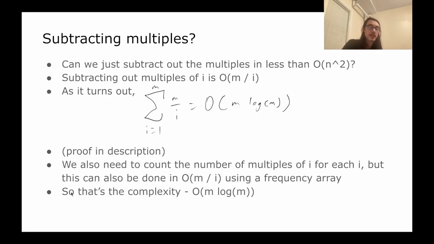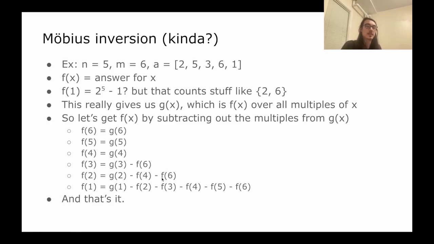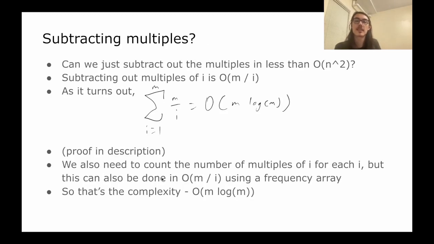There's one final caveat. Can we actually subtract out the multiples? And the answer is yes. It is not O of n squared, even though you have n numbers and you might be doing n operations. Because subtracting out all the multiples of i is O of m over i. And as it turns out, that sum is called the harmonic series, and in total it's m log m. And the proof for that is in the description. I linked a lot of stuff in the description.